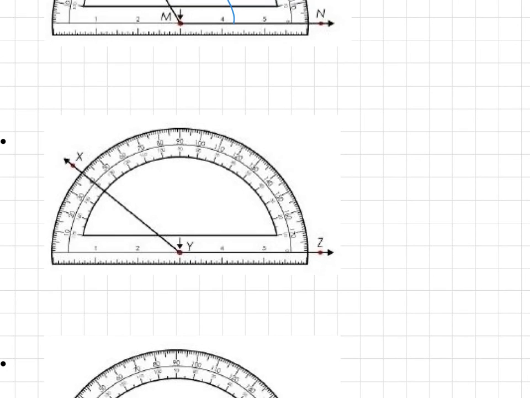Okay, for the second one, again, this is going to be an obtuse angle because 90 degrees is here and it's opening this way, so it's greater than 90. So when I look at it, I know this is 90, 100, 110, 120, 130, 140. So we're going to call this one angle XYZ. And so the measure of XYZ is equal to 140 degrees.